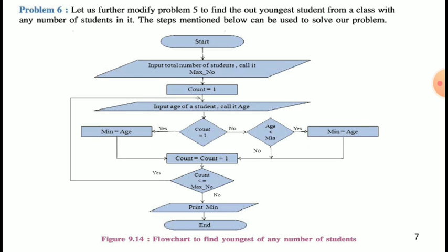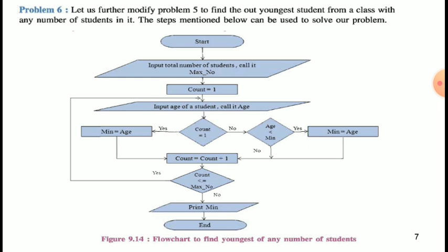Second, choose another student and compare his or her age with the one that has been mentioned as having the minimum age. Number 3, if the newly chosen student is younger, make his or her age the minimum and discard the old student's age.